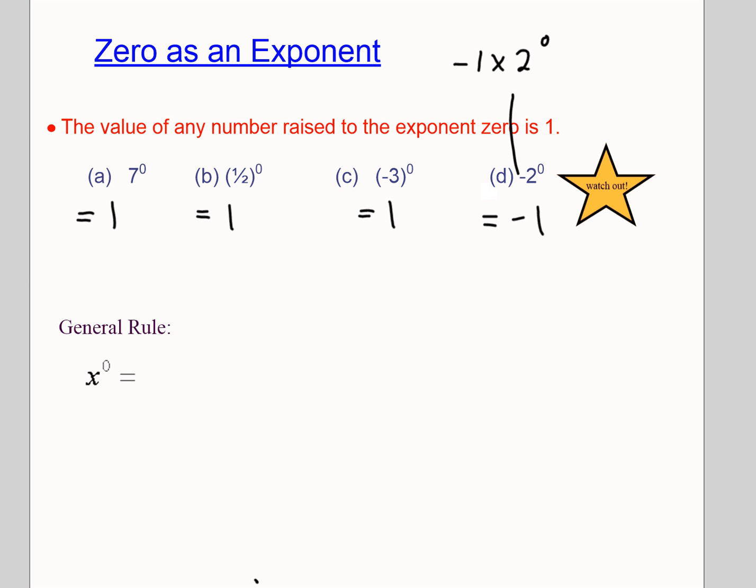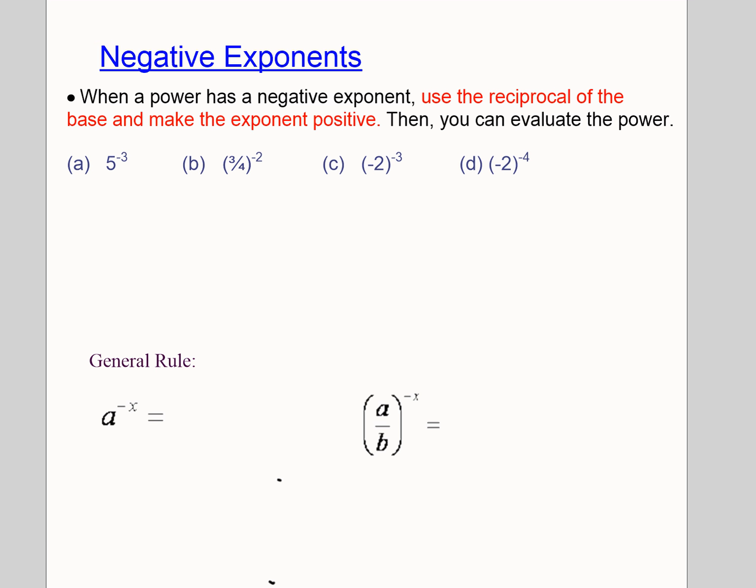So remember, anything to the exponent of 0 is 1. This one is not an exception to the rule. 2 to the 0 is 1. But when we multiply that by the -1, our answer becomes -1. So that last one is a tricky one. Let's look at what happens with negative exponents.